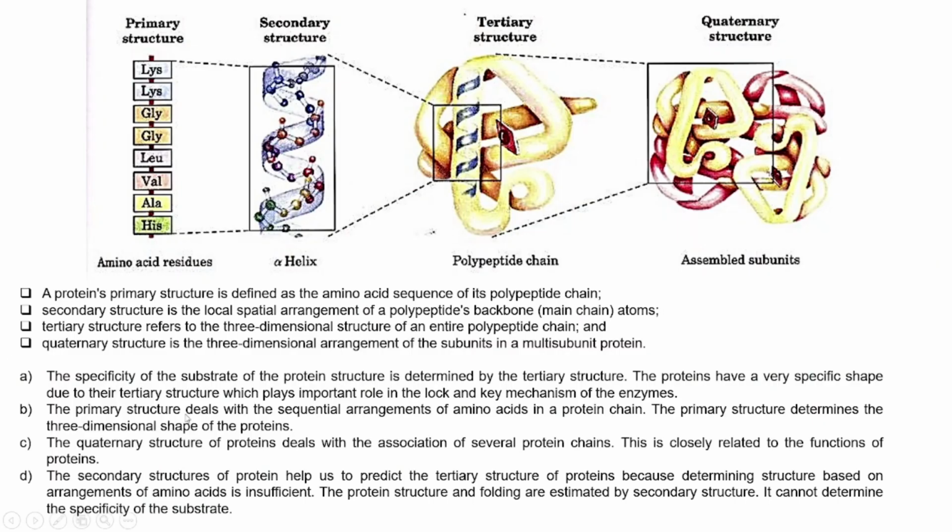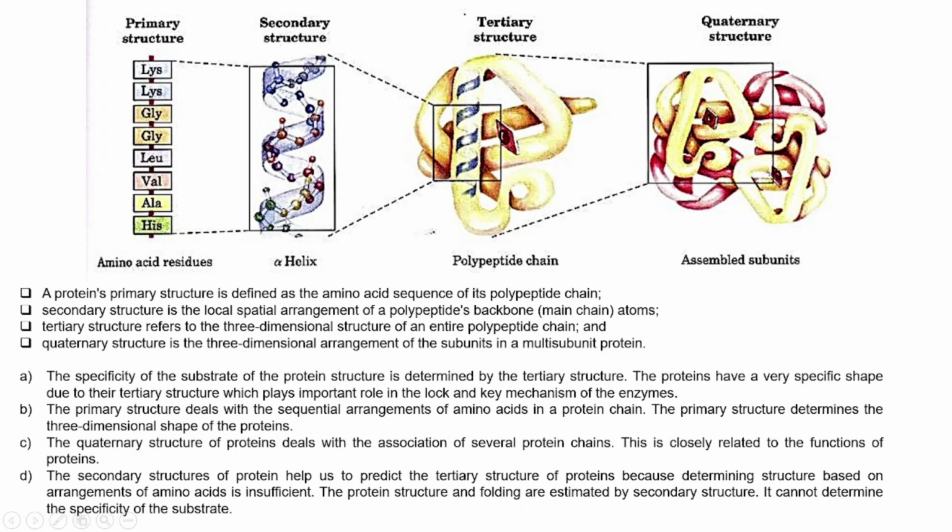The primary structure deals with the sequential arrangement of the amino acids. So this does not determine if the target will come and sit on it or not. The quaternary structure deals with the association of several protein polypeptide chains. Several subunits come and form a protein. So this is closely related. This basically determines the function of the proteins, but it still does not determine it. It might have a role, but it's still not the only thing that determines the target compound specificity.